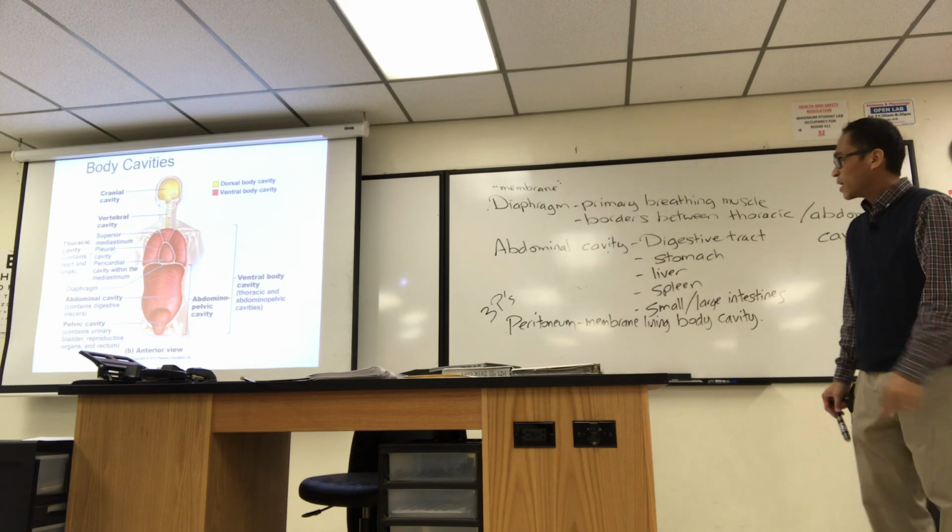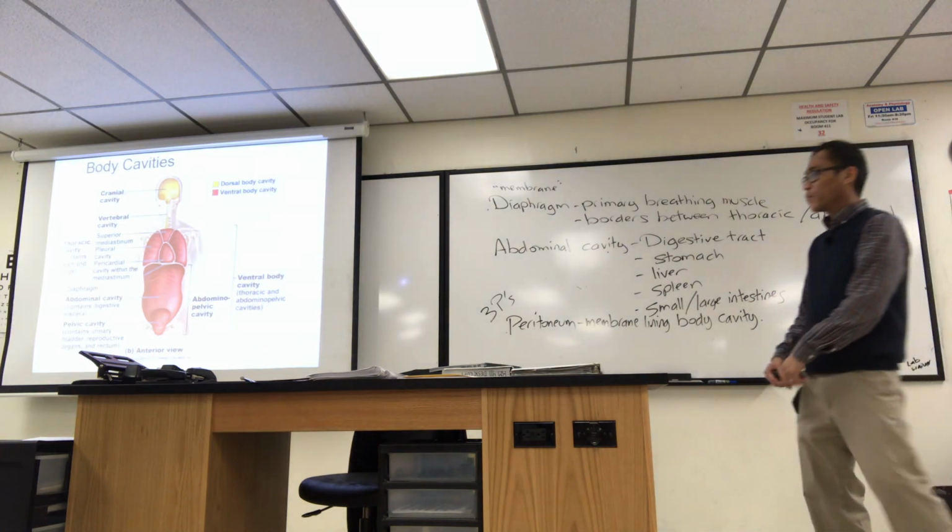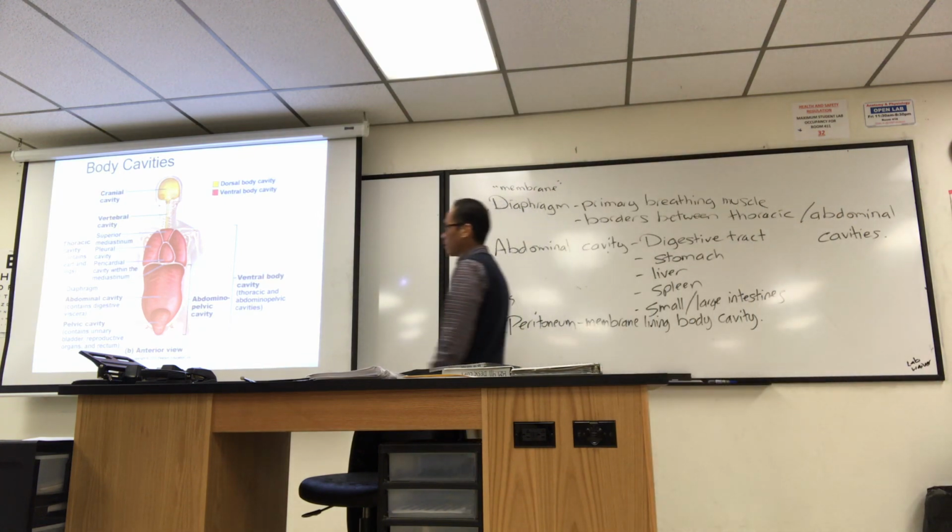So the pericardium, the pleura, the peritoneum, those are the 3 P's of anatomy that we typically teach. Well, anyways, getting back to the cavity space, the abdominal cavity is continuous with the pelvic cavity down here in the pelvis.